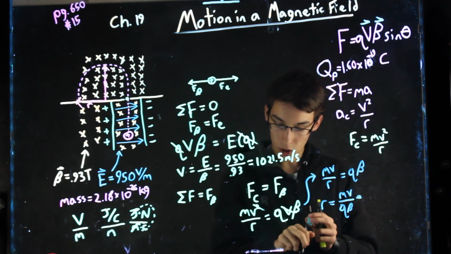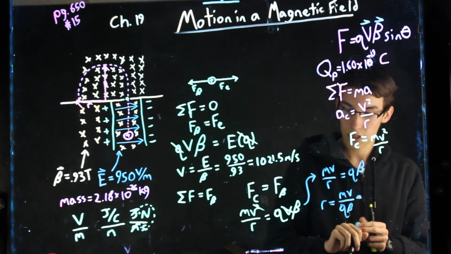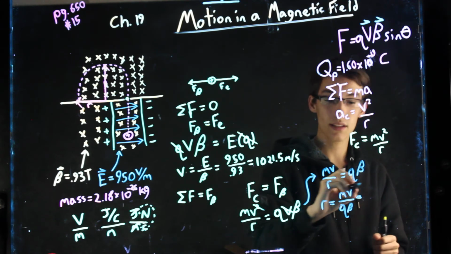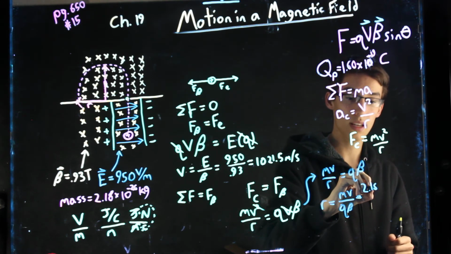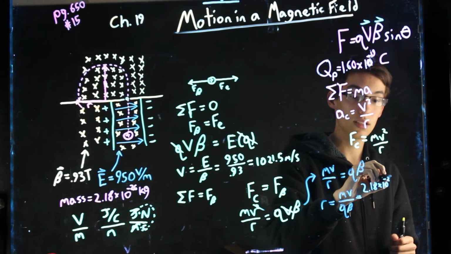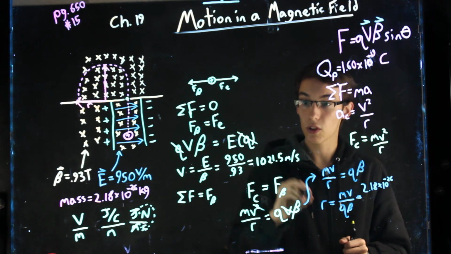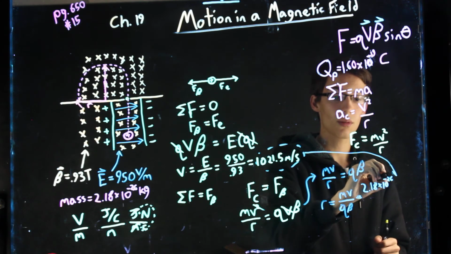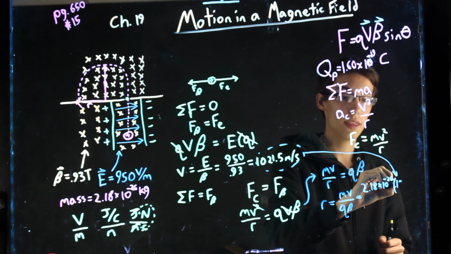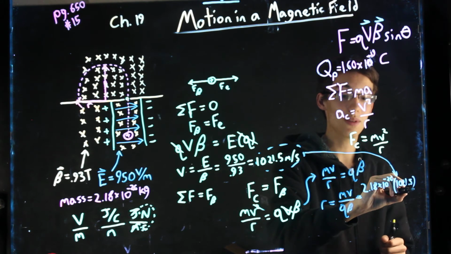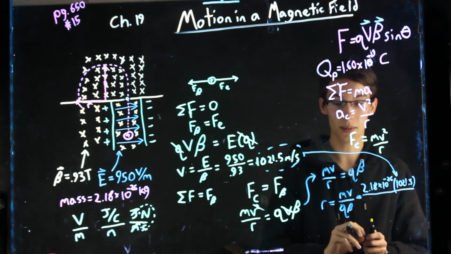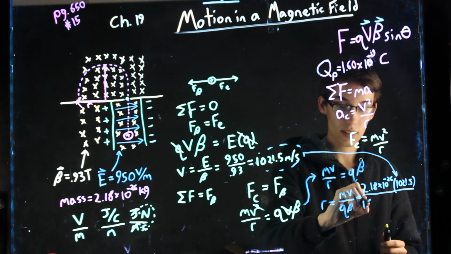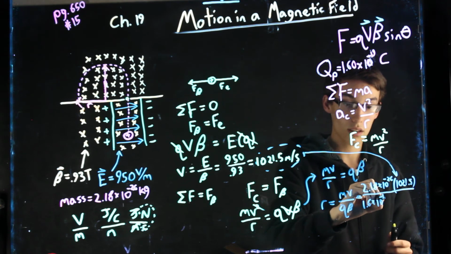And if we plug in all of our numbers here, the mass was given to us at the beginning, 2.18 times 10 to the negative 26. The velocity we are going to borrow from earlier, we're going to throw that right in there, times 1021.5. Divided by the charge, 1.6 times 10 to the negative 19 coulombs.